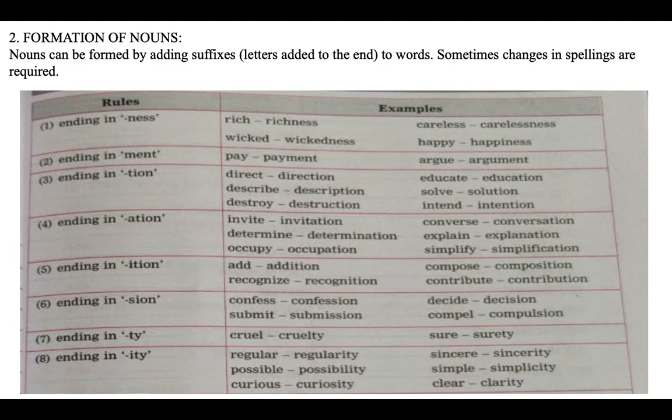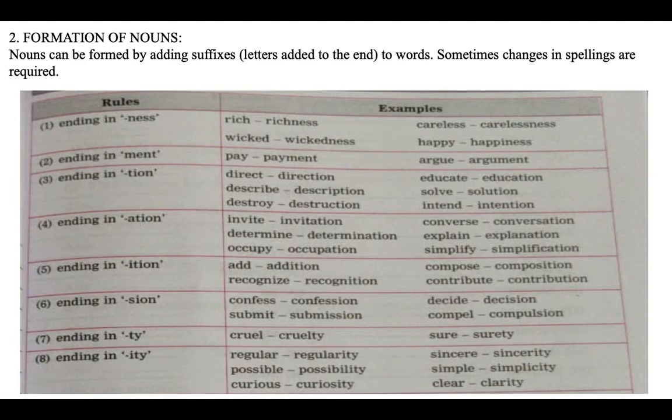Similarly, tion, this is very common when you want to make a noun. Okay, tion, so direct becomes direction, describe becomes description. Now please remember that the spelling has changed. It won't be describtion. Okay, it will become description with a p. Destroy becomes destruction. The y is missing. Alright, so you need to be very careful when you are forming nouns. You have to make sure that when you add your suffix, the spelling also should be correct.